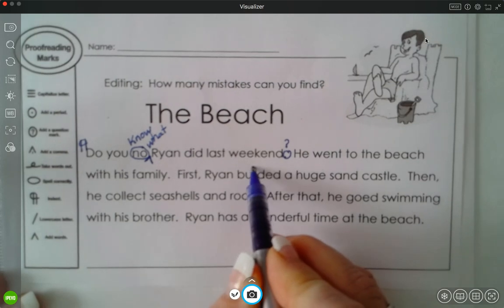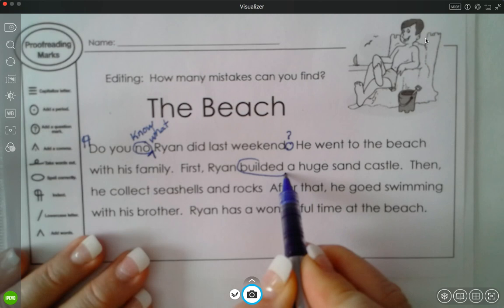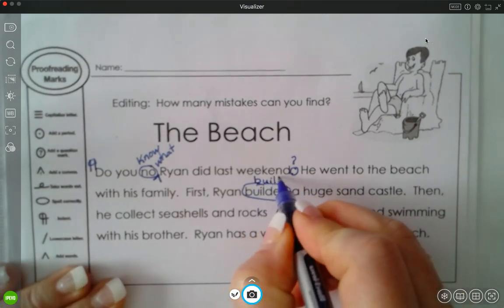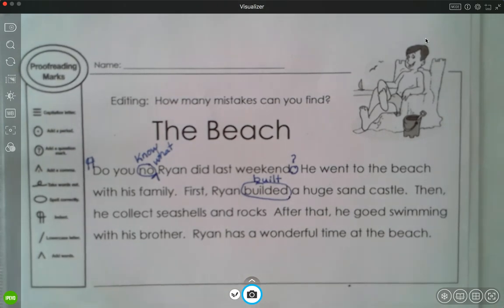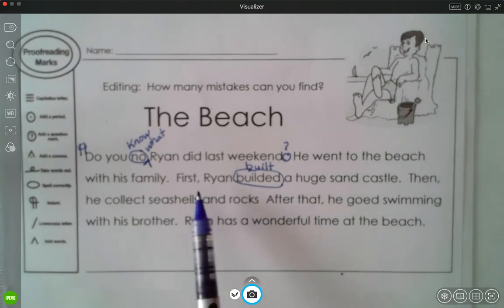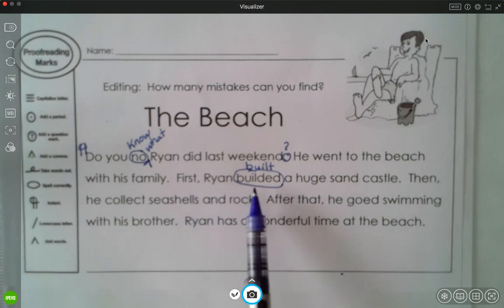I wouldn't say Ryan builded. I would say, in past tense, Ryan built a huge sandcastle. Okay, I think now we have this sentence correct. I'm going to read it one more time. First, Ryan built a huge sand castle.